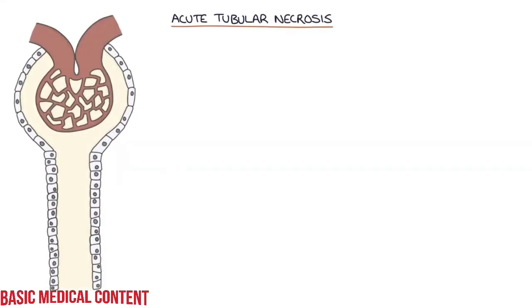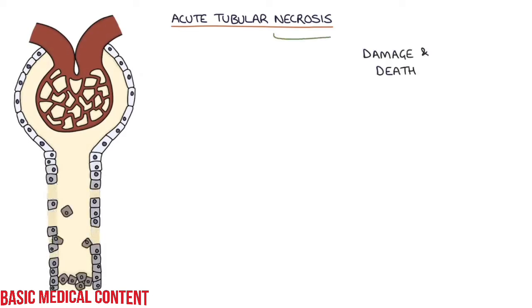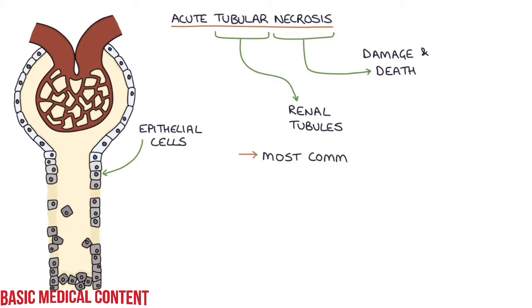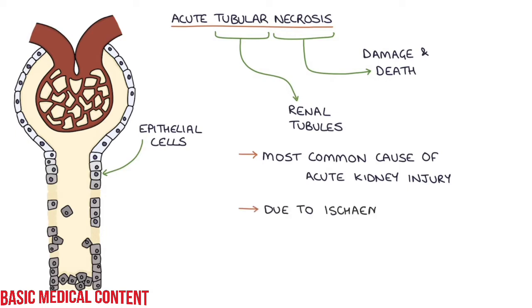In this video, I'm going to be talking to you about acute tubular necrosis. Acute tubular necrosis is damage and death, remember death we call necrosis, of the epithelial cells of the renal tubules. And these are the cells that line the tubules. This is the most common cause of acute kidney injury. Damage to the kidney cells occurs due to ischemia or due to toxins.